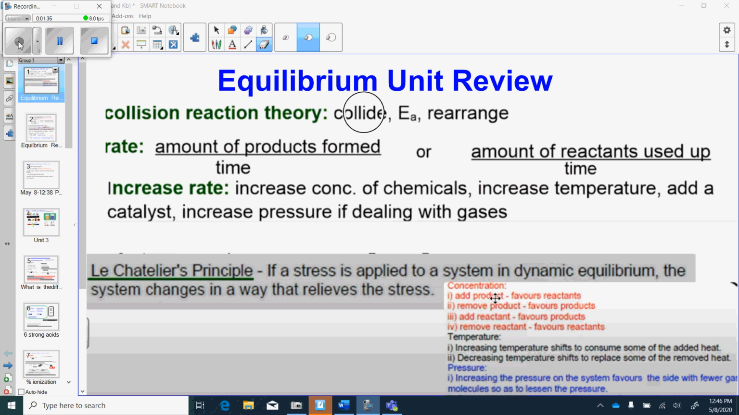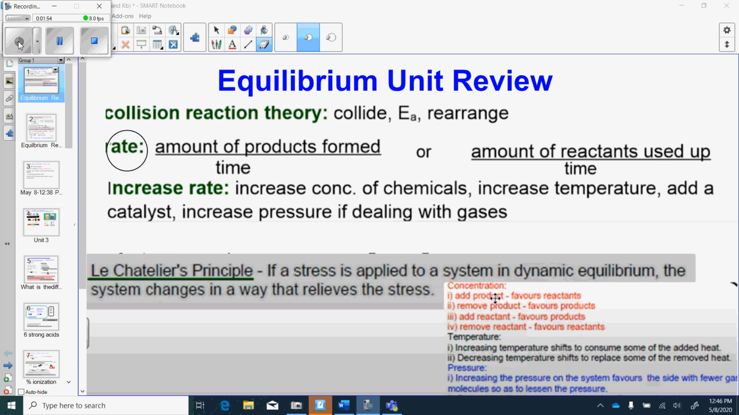So we need to have successful collisions. Often particles will collide, but without these two things, the collision is unsuccessful. In order to create product, you need successful collisions. So you need sufficient energy and proper orientation so that they will rearrange to create product.